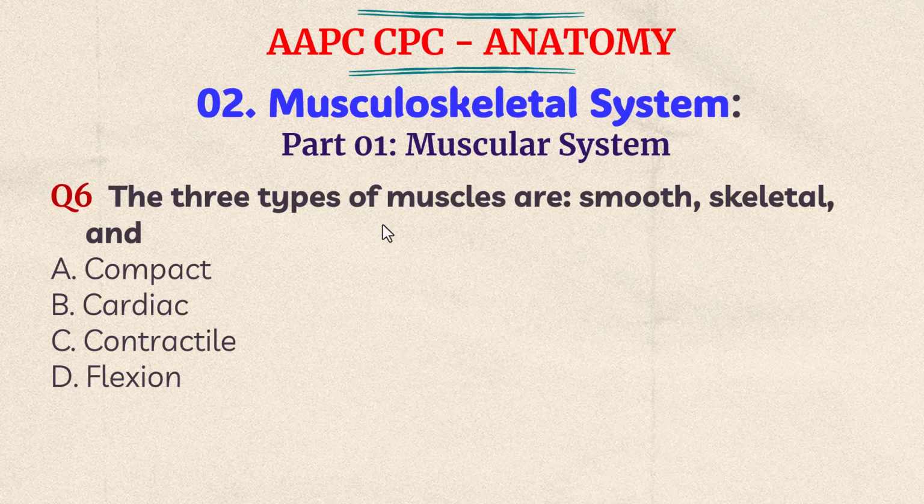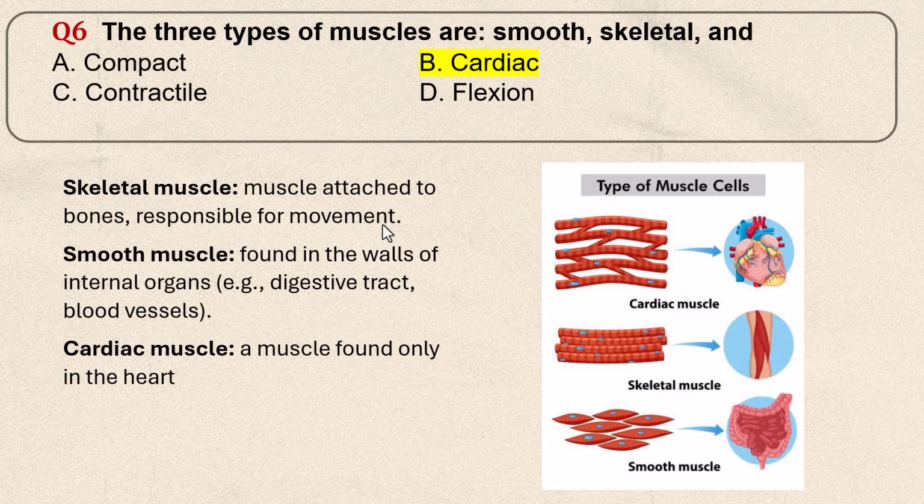Question number 6. The three types of muscles are smooth, skeletal, and A. Compact, B. Cardiac, C. Contractile, D. Flexion. So it's an easy question. The correct answer is B. Cardiac. There are three types of muscles you can see in the picture. One is cardiac muscle, another is skeletal muscle, and the other is smooth muscle.